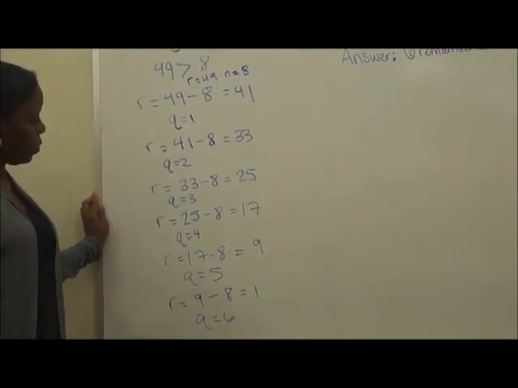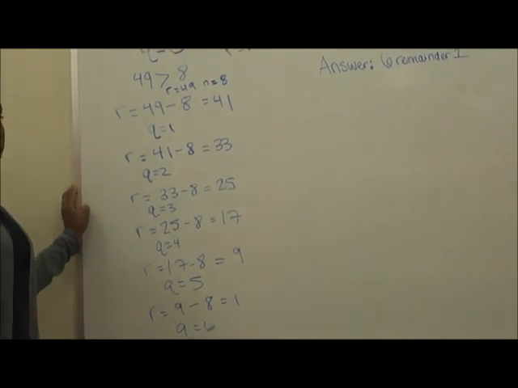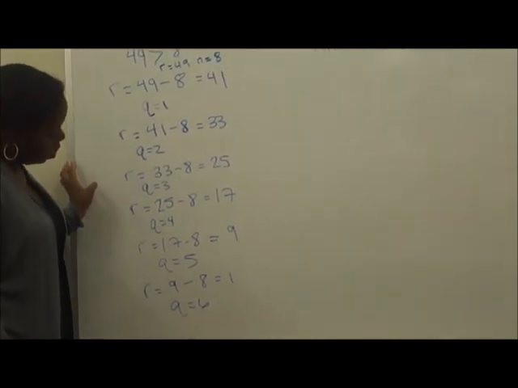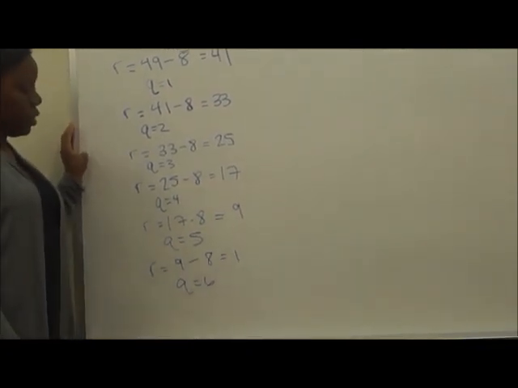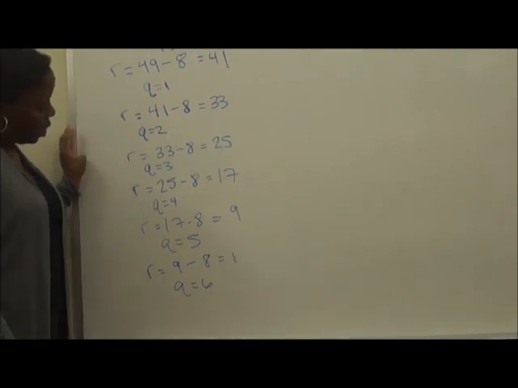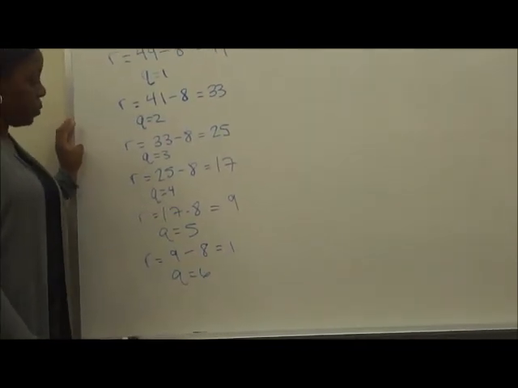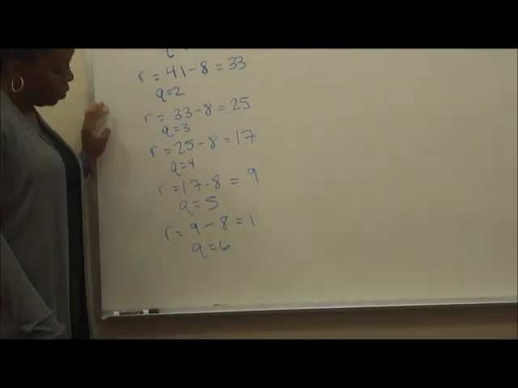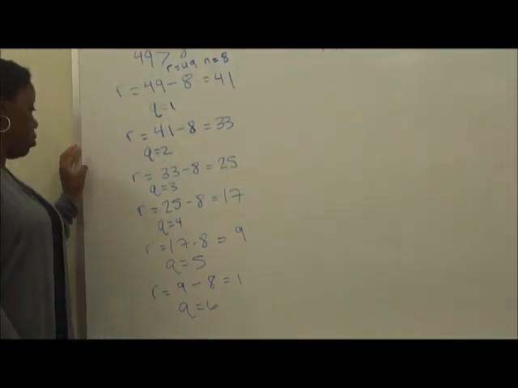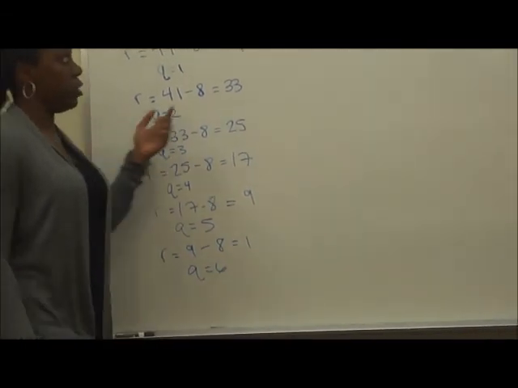We then subtract 8 from 25 to get 17, and q is then 4. Then we subtract 8 from 17 and get 9, and q is 5. And then for the last subtraction, we subtract 8 from 9 to get 1, and Q is 6. And because the remainder is 1 and Q is 6, the answer is 6 remainder 1.